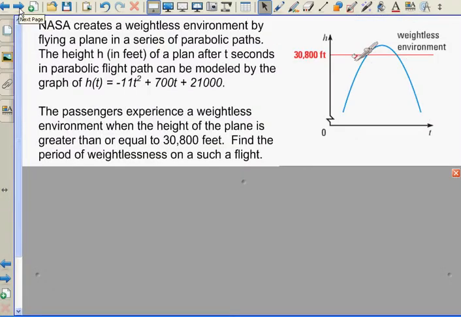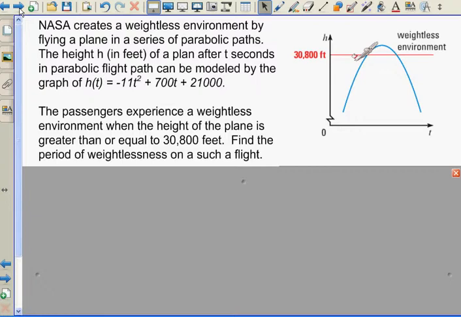Okay, this problem is about NASA. I think this is so cool. It says that NASA creates a weightless environment by flying a plane in a series of parabolic paths. So they go up and down and up and down and up and down. We have the equation to model the path that they make.